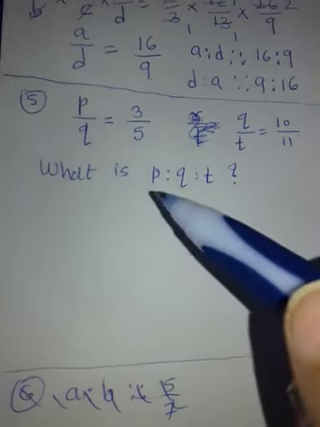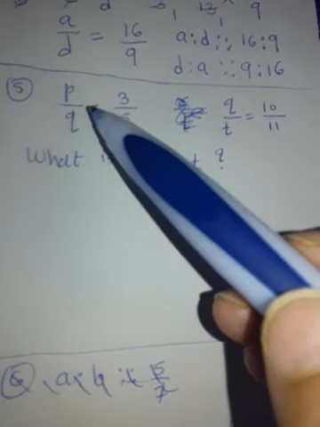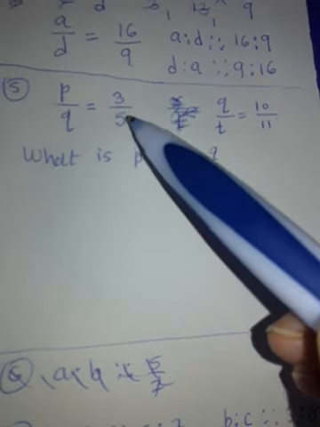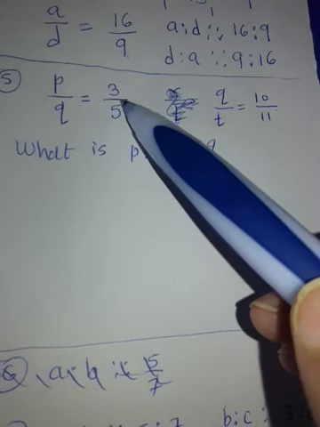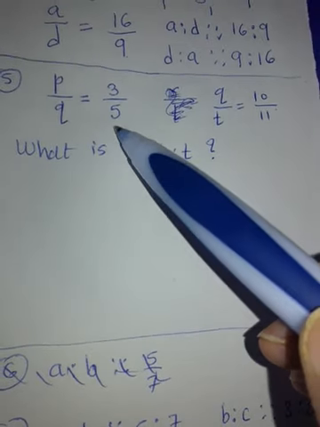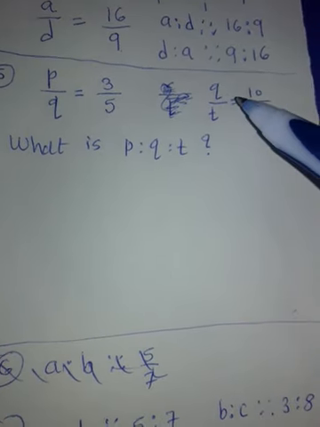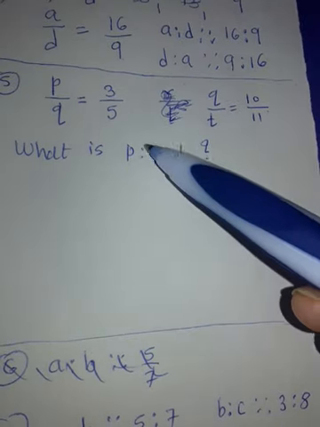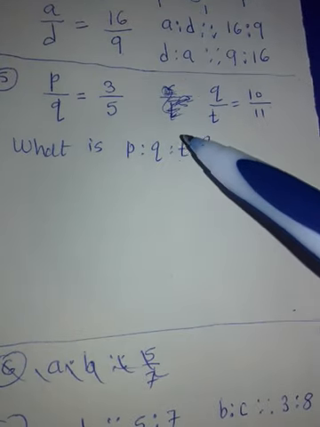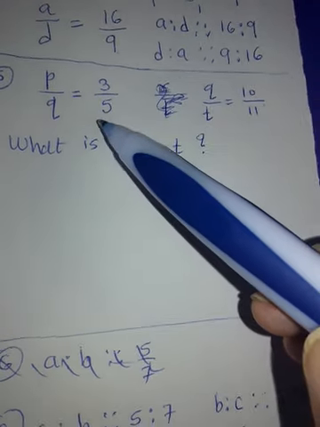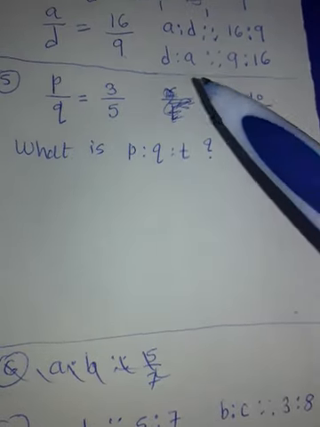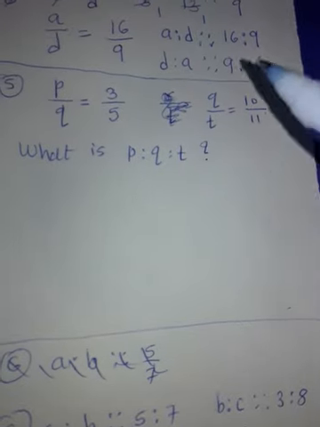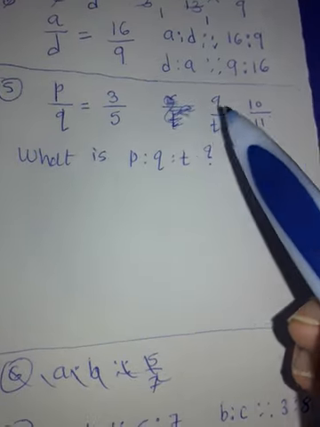Now understand these basics. As we started this video, I said P upon Q is equal to 3 upon 5 means when P is equal to 3, then Q is equal to 5. Here, when Q is equal to 10, T is equal to 11. Q is in the middle. So if I make this value of Q equal in both the ratios, then P and T will also have some relation, isn't it? See what now I am going to do.